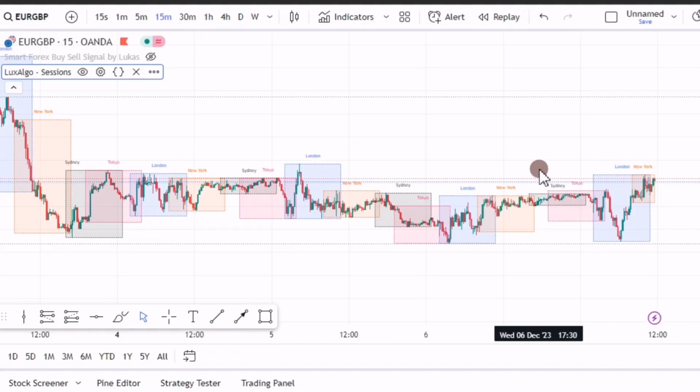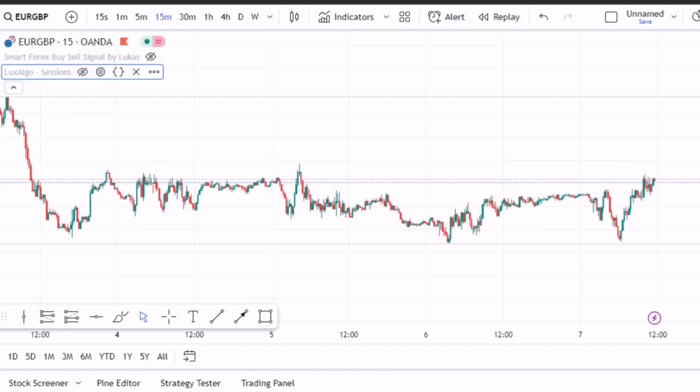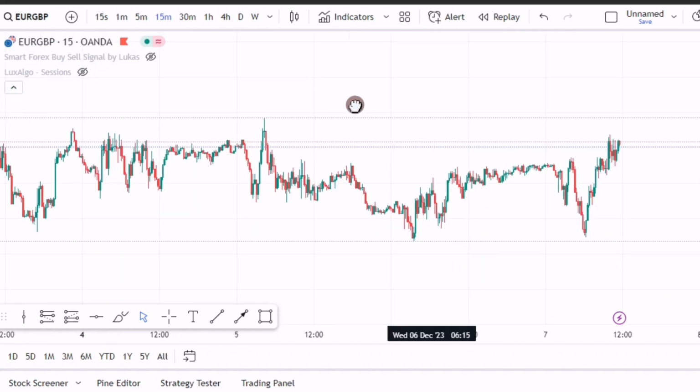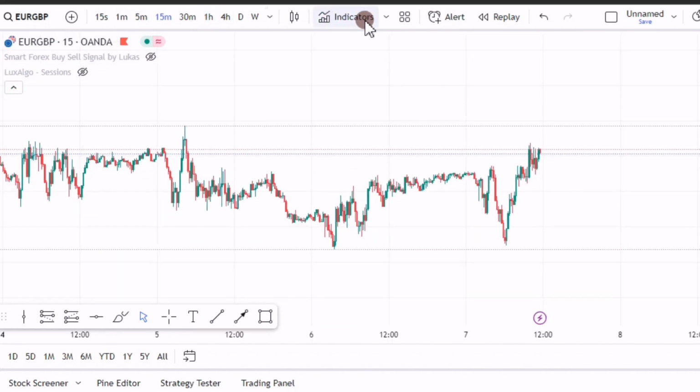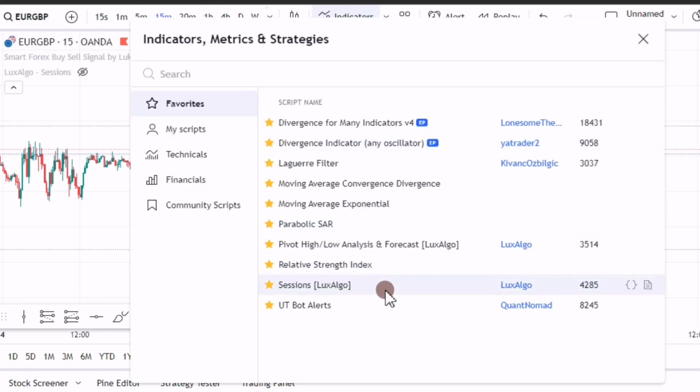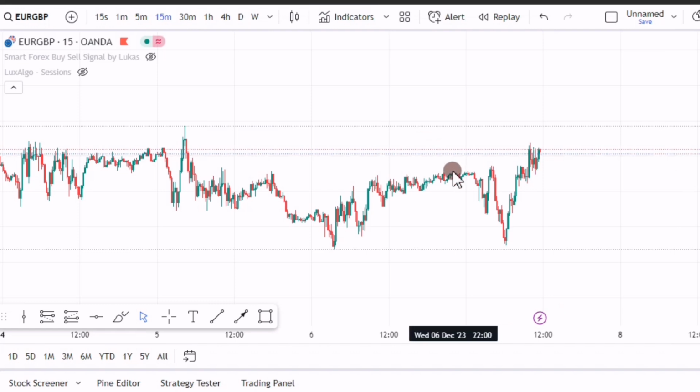So after identifying the session, for example, right now I know that I am within the New York session. The next thing that I do, I close the sessions indicator. Okay, and if you are on TradingView, this is sessions indicator by Lux Algo right there, sessions by Lux Algo. So you can just put it there and start analyzing.